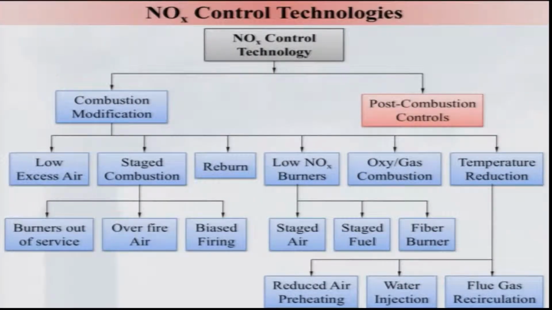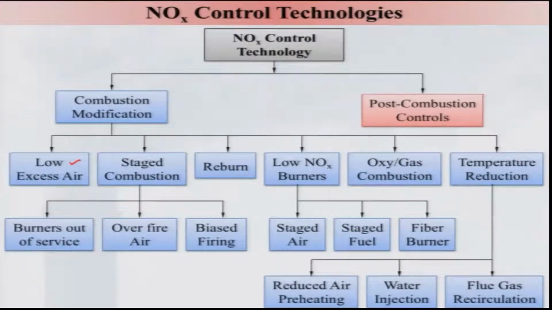If you look at the combustion modification methods, there are several which have been developed over the years, and some more are also being developed. One method is the low excess air method, which is very easy to do. Besides this, there is staged combustion, which can be divided into burners out of service, because some of the burners you may not use, overfire air, and bias firing, which we will not be discussing. However, we will be discussing the low excess air method. And there is a re-burn method. That means once you burn it, you burn again such that the NOx can be reduced.